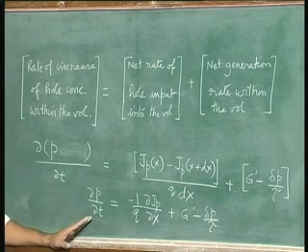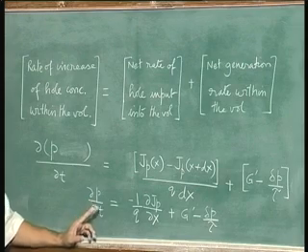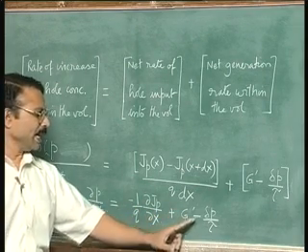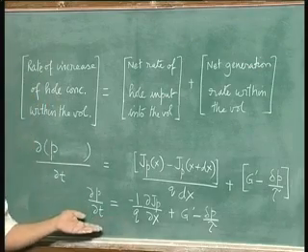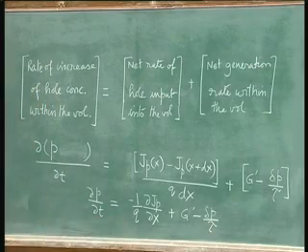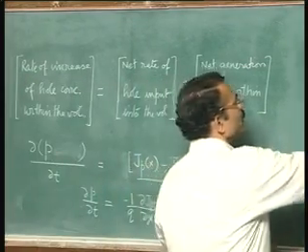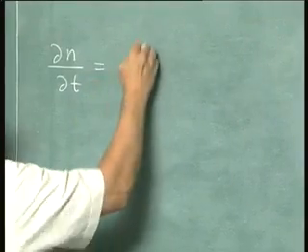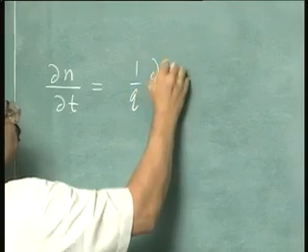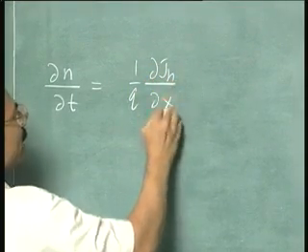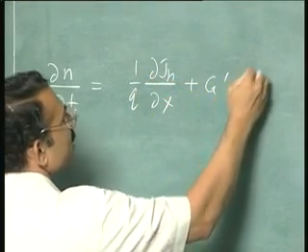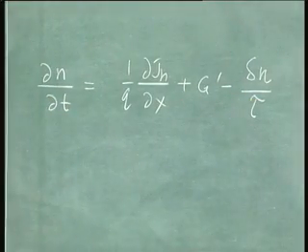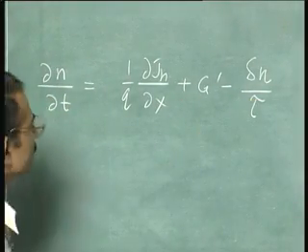It describes the distribution of holes when there is movement of holes or hole current, excess generation, as well as recombination. We can write a similar equation for electrons, and that would be dou n by dou t is equal to 1 by q dou jn by dou x plus g dash minus delta n by tau, where tau is the lifetime of minority carriers.